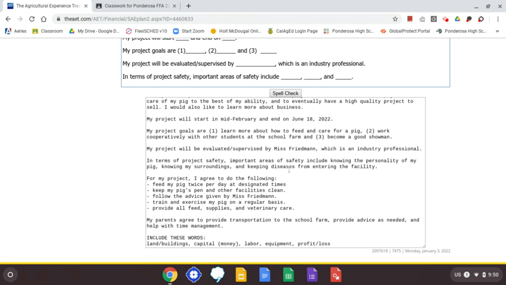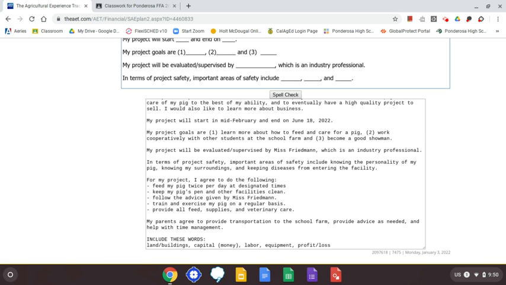And so that's just those sentence starters right here to the middle of our page. However, if you're going on and you're going to apply for some awards with your book, then you have to include these words that I've listed on the bottom. This is a California thing, not a national thing, so I think that's why it's not in the program itself. But California wants you to include land or buildings, capital, which means money, labor, equipment, and profit or loss. California wants you to put those words in here somewhere.